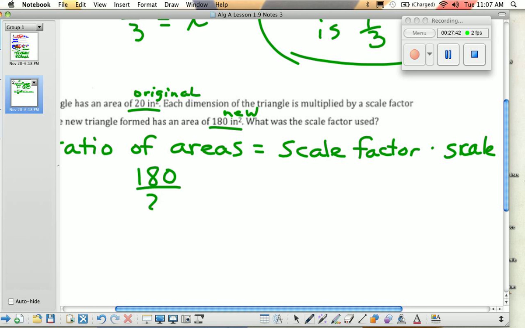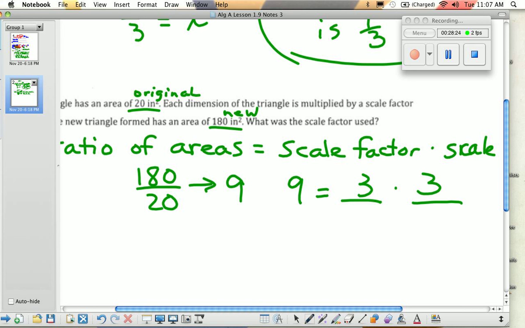180 over 20. Let's figure out what that equals first of all. What does that become? Let's use an arrow here. What's 180 over 20 become? 9. There are 9 20s in 180. So now we have to say, okay, our ratio of areas, which we found to be 9, has to equal the scale factor times itself. What times itself is 9? 3.